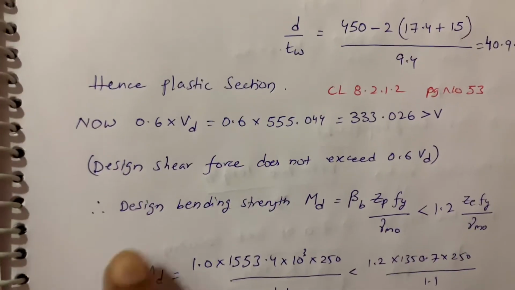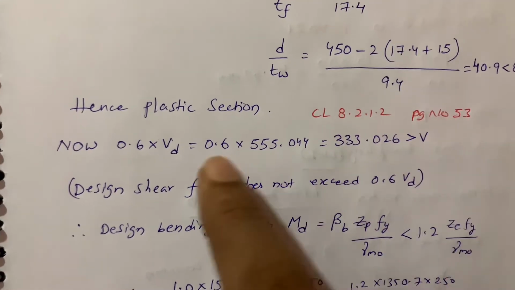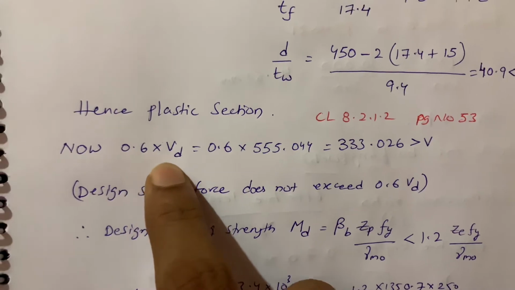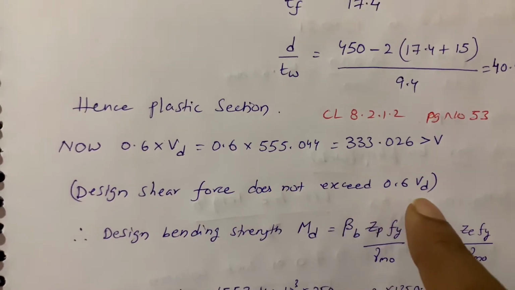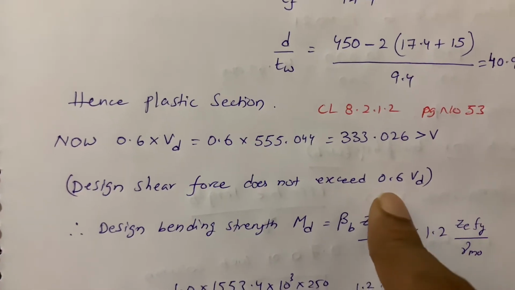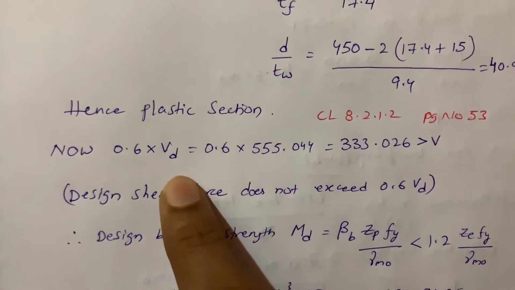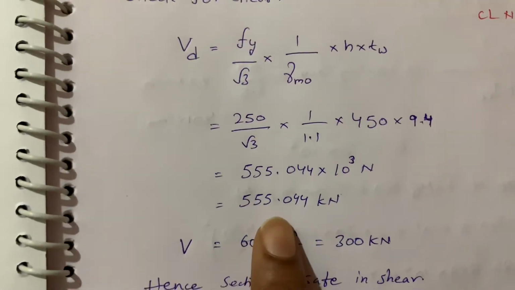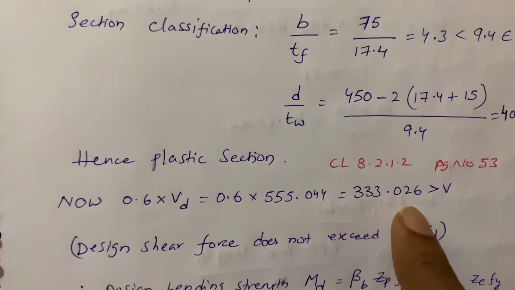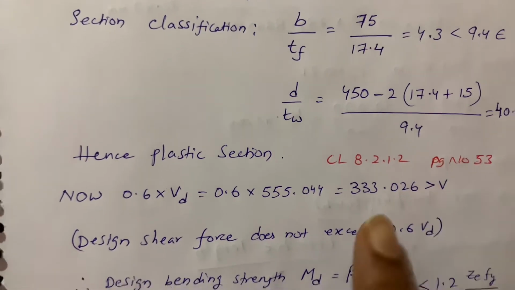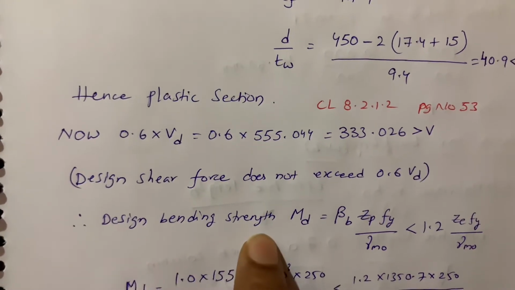After that, in clause number 8.2.1.2, page number 53, the code specifies that the design shear force does not exceed 0.6 times VD. That is the condition given in the code. So 0.6 into VD, where the VD value is the design strength. Here this is the VD value. So I got 333.026, which is greater than V. Hence it is okay. After that, we need to calculate the design bending strength.